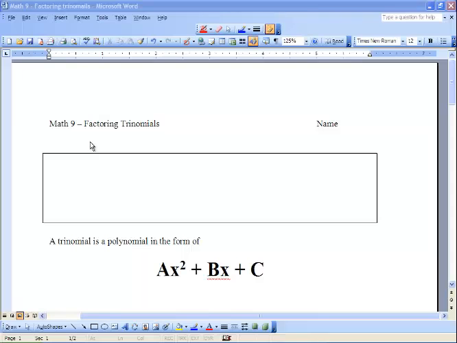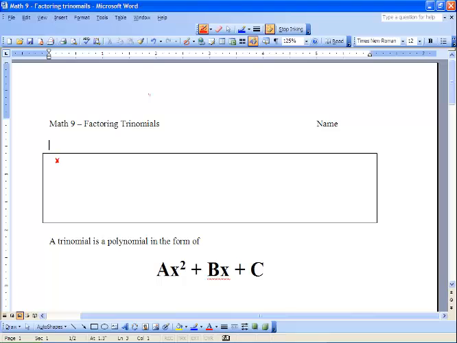Everybody, what is happening? Well, today we are going to be looking at factoring trinomials. And remember that we know that factoring means to make a multiplication statement. What we did last day was we looked for common factors.